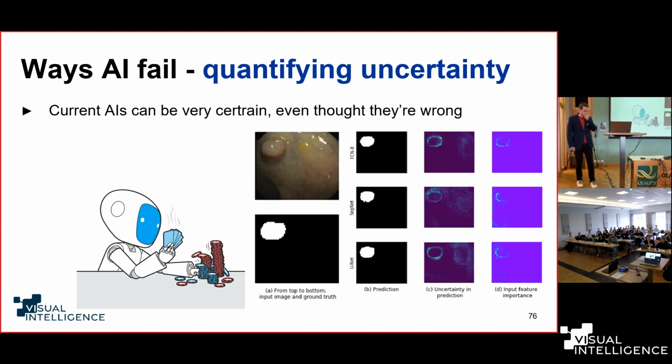Uncertainty is another issue. We need to have a way of expressing it, because these models can be very certain. That's the problem. They are so certain, giving a high score value, even when something is wrong, and it doesn't reflect that. Here's an example from Christopher's publication, where he was using uncertainty in order to enhance his predictions.